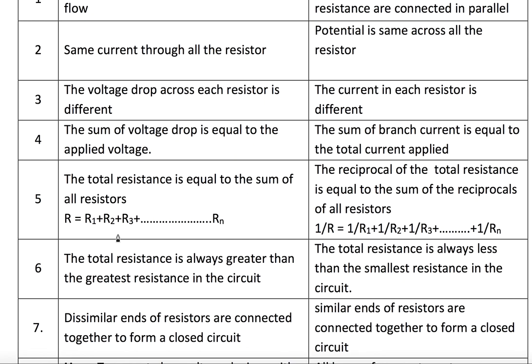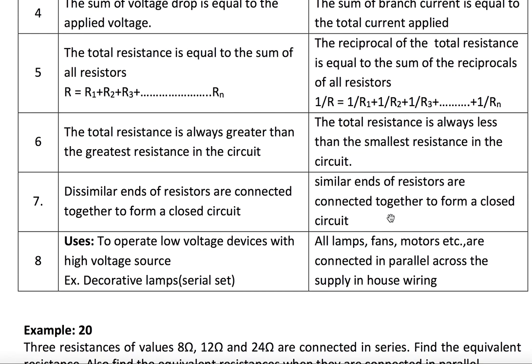Total resistance is R1 plus R2 plus R3 and so on, the sum of the individual resistors. That is what it is in the series circuit. The reciprocal of total resistance is equal to the sum of the reciprocals of individual resistors in the parallel circuit. The total resistance is always greater than the greatest resistance in the series circuit, but the total resistance is always less than the smallest resistance in the parallel circuit.